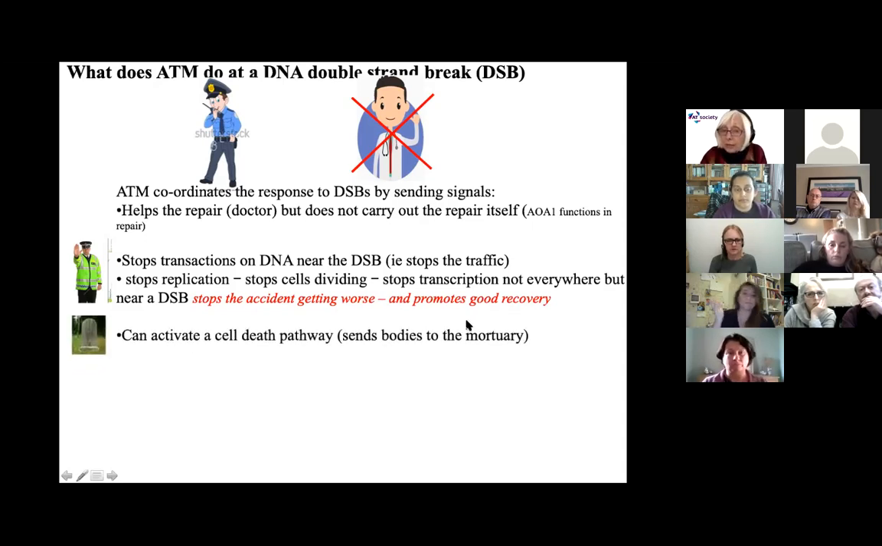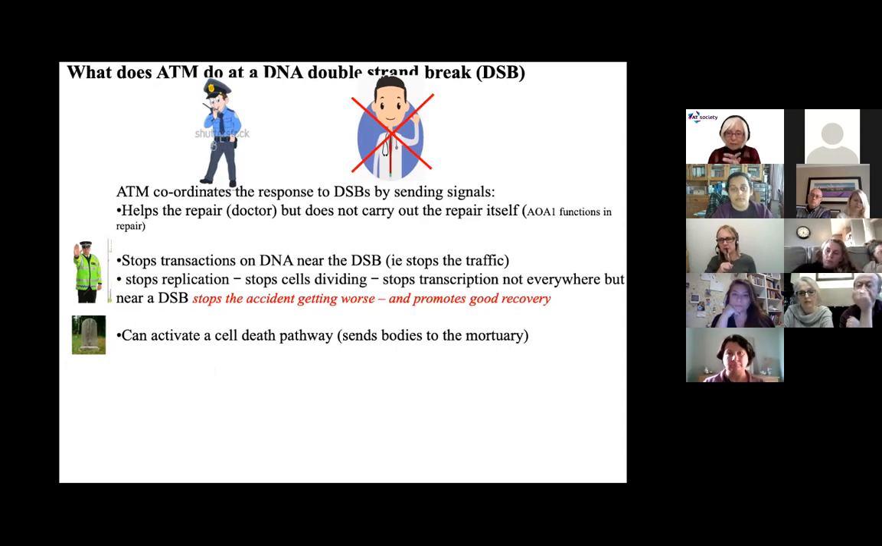Now, the other thing that it can do, which is really interesting, is it activates a pathway of cell death, often called a suicide pathway. I put a gravestone here and said it sends the body to the mortuary. The rationale there is that we're a whole organism. We're not just a collection of single cells. And the body doesn't want to have non-functional, broken, damaged cells in it. So it would be better off getting rid of them, and it activates this cell death pathway.